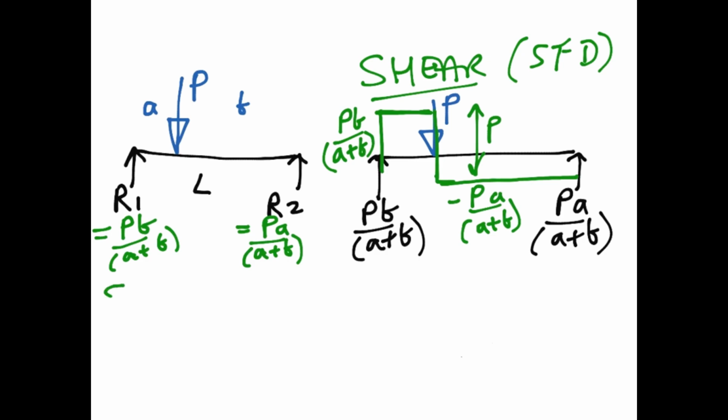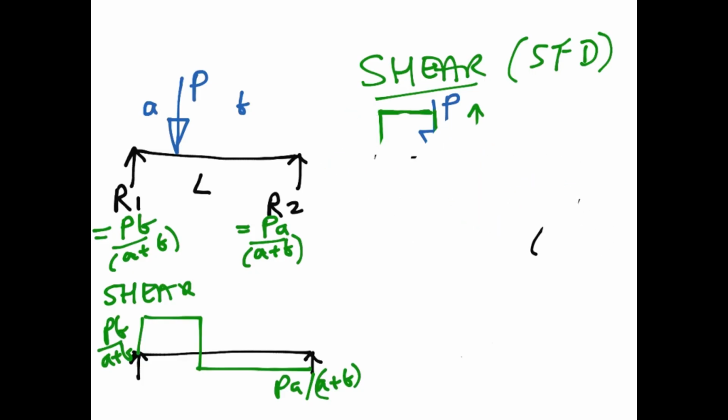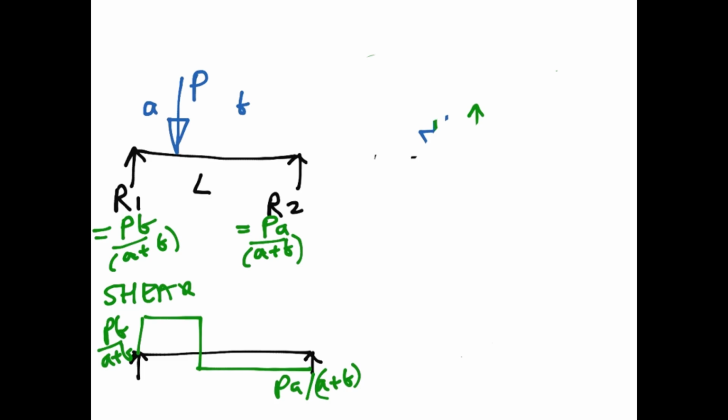So let's quickly put that up over here and out of the way. I'm going to draw our shear force diagram very quickly. Okay, and it is the shear force for a point load: PB over A plus B, PA over A plus B. Okay, and we can now get rid of all this gunk and we can start to look at how to do our bending moment diagram.